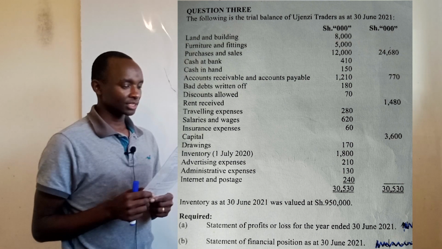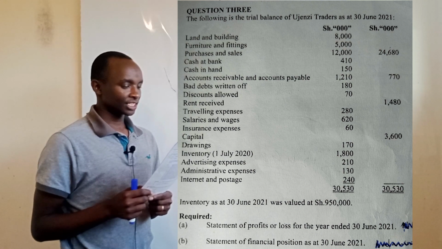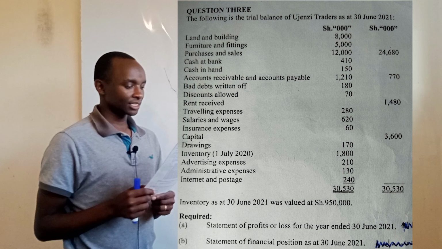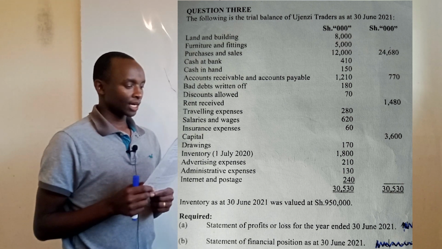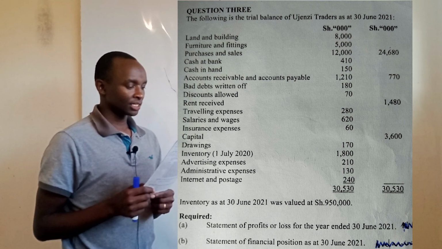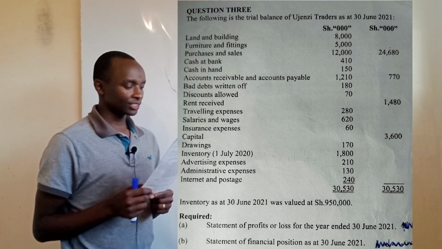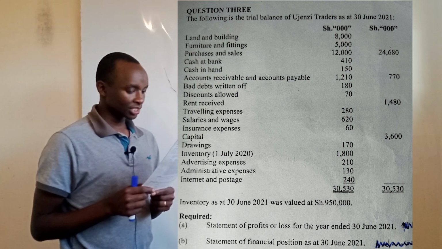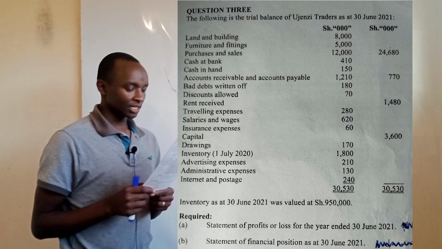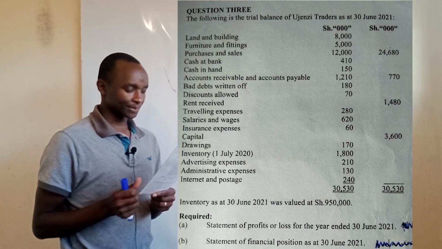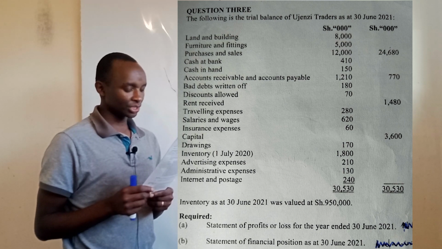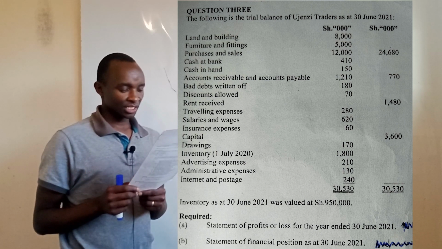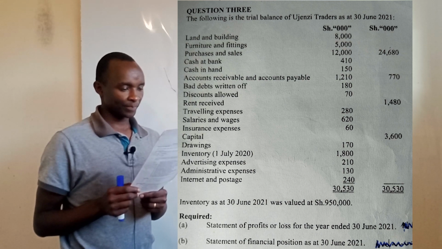Land and buildings 8,000, furniture and fittings 5,000, purchases and sales 12,000 and 24,680 respectively. Cash at bank of 410, cash in hand 150, through to internet and postage 240,000 Kenya shillings. Then we are told inventory as at 30th June 2021 was valued at 950,000 Kenya shillings.